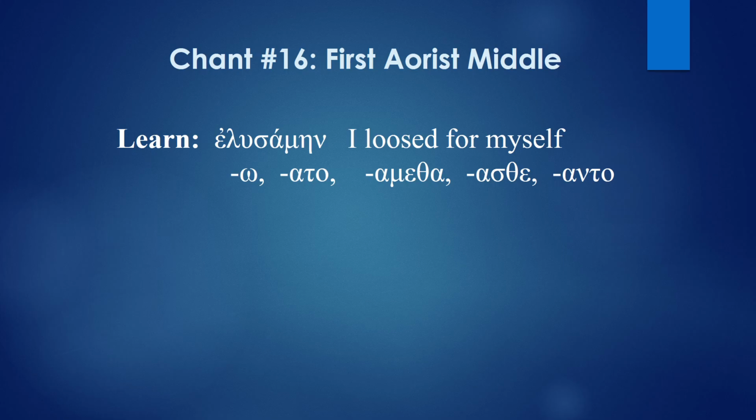And now just the chant by itself. Elusamein, o, ato, amatha, astha, anto. And once again, elusamein, o, ato, amatha, astha, anto. And then a final third time, elusamein, o, ato, amatha, astha, anto. Chant number 16, the first aorist middle.